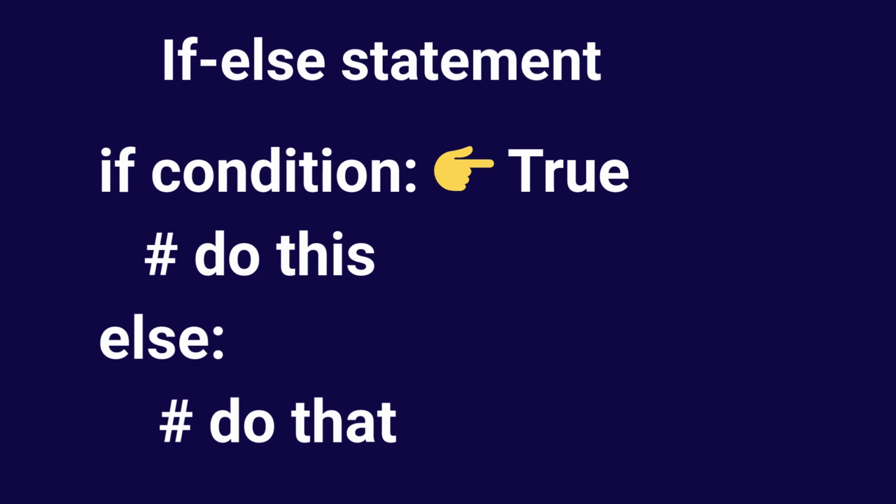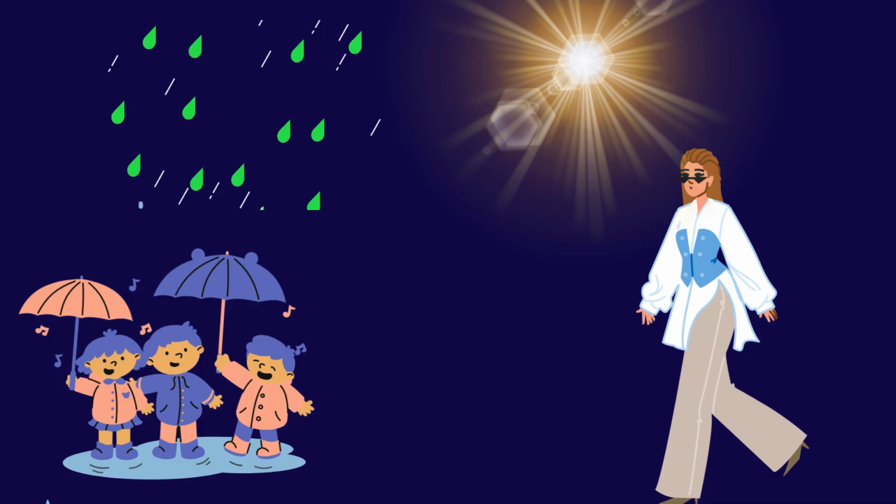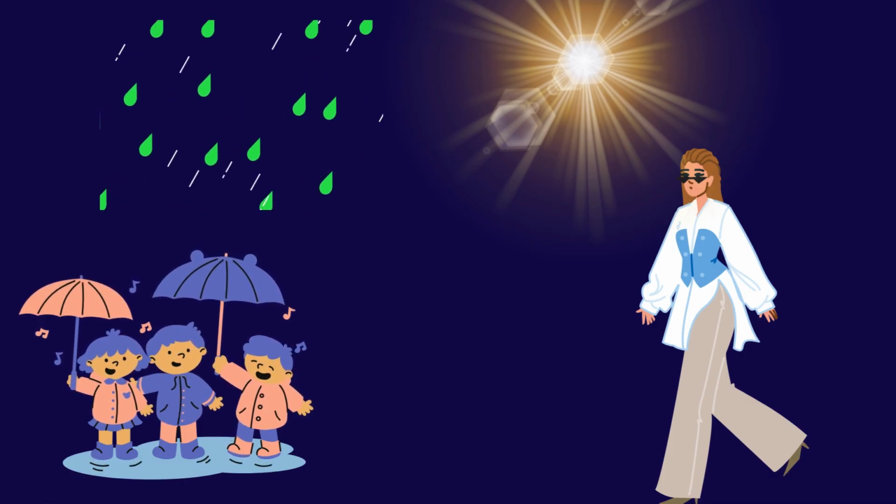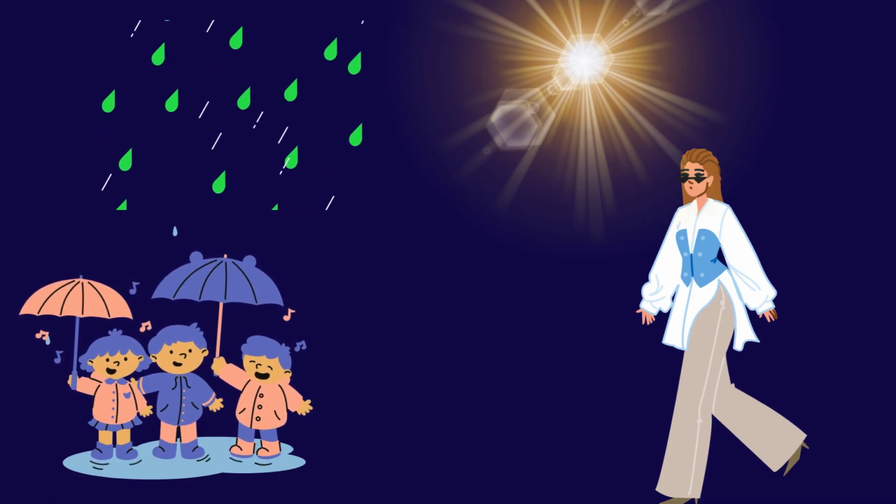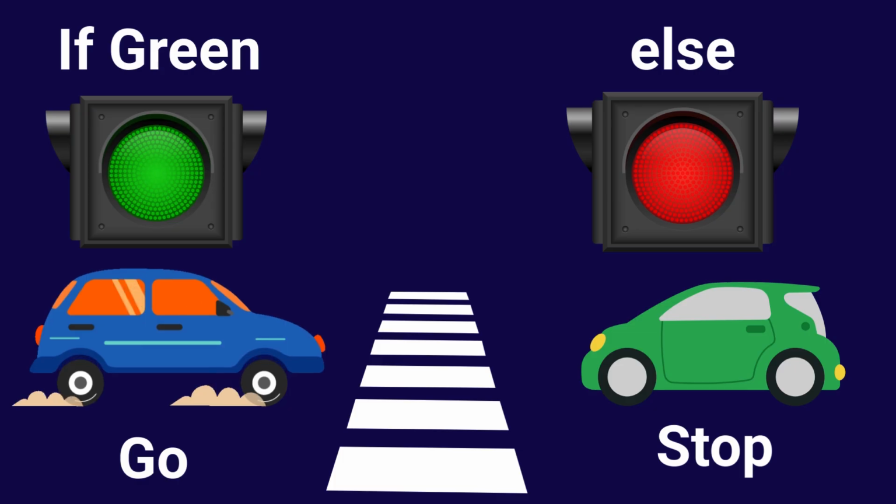Let us take the real-life analogy in the weather example. If it's raining, take an umbrella, else wear sunglasses. And similarly, in the traffic light, if the light is green, you go, else you stop. So the if-else statement helps us when there are exactly two paths, yes or no, true or false.